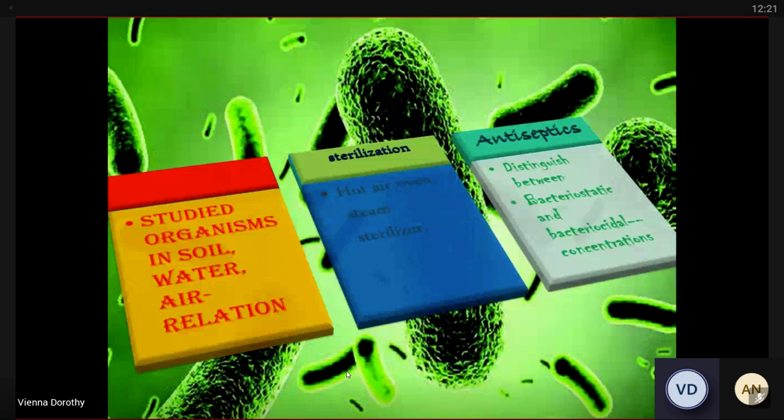Next, he told about sterilization. I told you about sterilization, isn't it? It's the killing of all the organisms present, irrespective of whether they are resistant, in the spore form, or in the vegetative form, whichever. Killing of all the organisms is called sterilization. Now, this concept was introduced by him. He told that we can use one instrument called a hot air oven for the killing of the microorganisms.